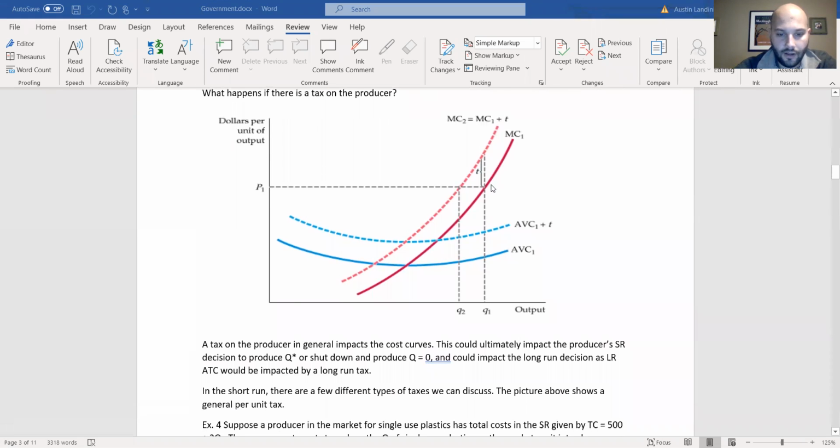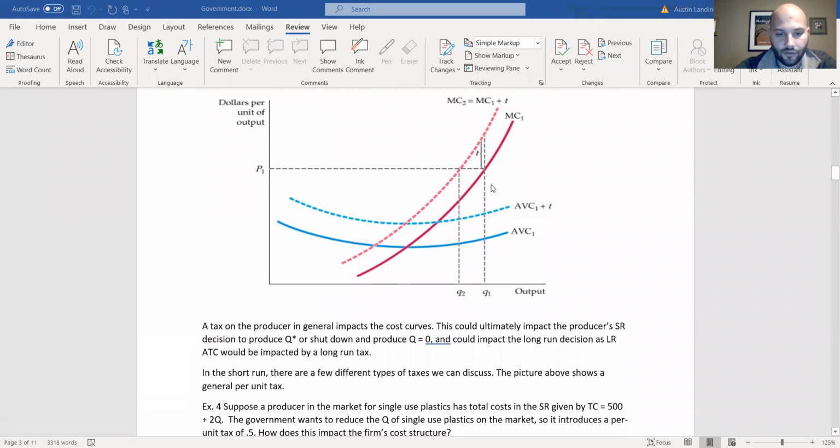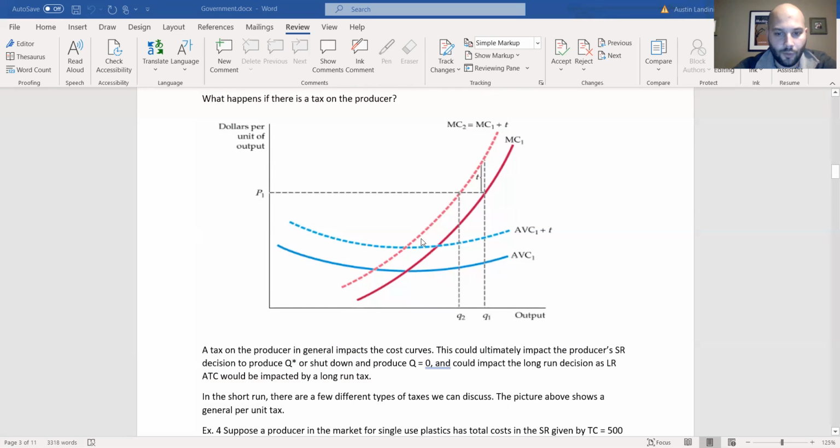Okay, so in general, the tax on the producer is going to impact the cost curves, and this could ultimately impact the producer's short-run decision to produce Q star or shut down. And it could also impact the long-run decision as well. So, here what are we seeing? Originally, supply is going to be marginal cost above average variable cost for the competitor. So there it is. We see that the price at that point is above average variable cost.